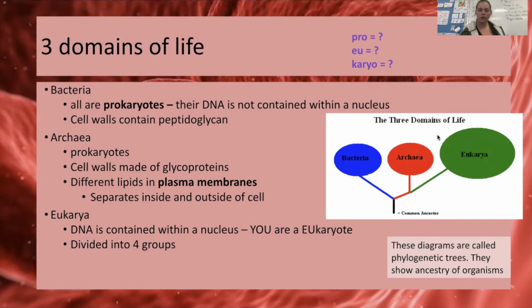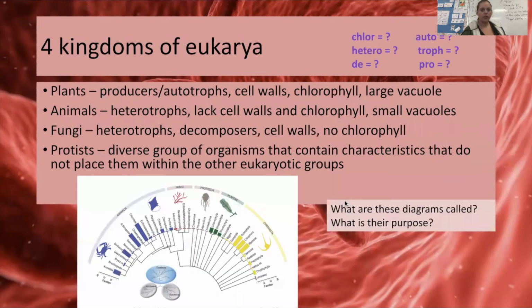And so these are the 3 domains, and every organism is going to belong in these 3 domains. And again, this structure is called a phylogenetic tree. We're going to look at these a lot in biology. So here are your 4 kingdoms of eukarya. We have plants, animals, fungi, and protists, and we're focusing on the protists today.